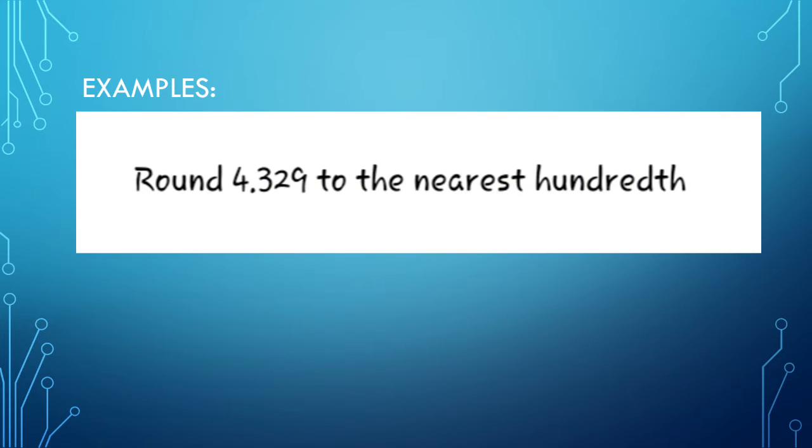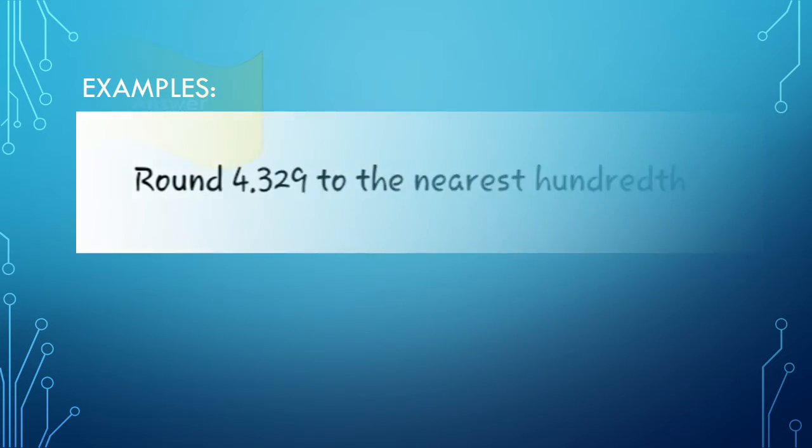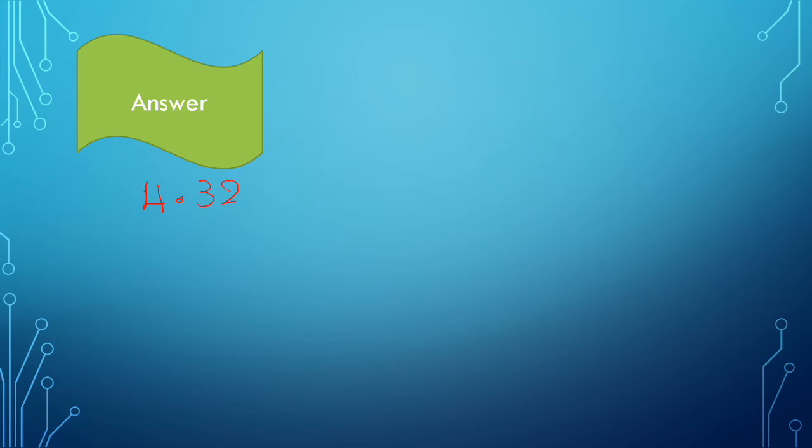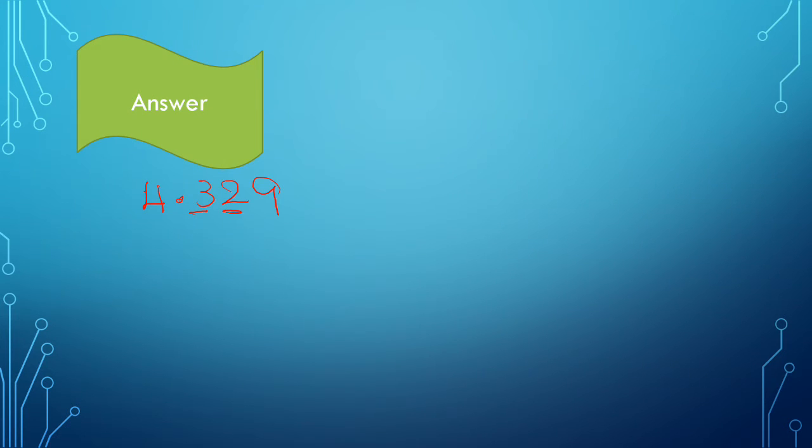Let's take another example. We want to round the number 4.329 to the nearest hundredth. Let's solve it together. The first step is to underline. It's to the nearest hundredth, so where is the hundredth? 3 is the tenth, 2 is the hundredth. So I will underline the 2, not the 3.